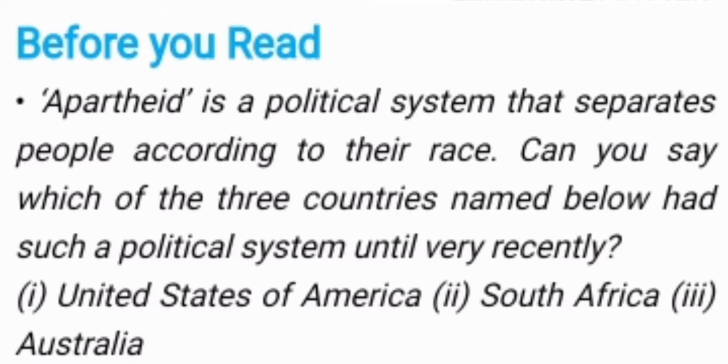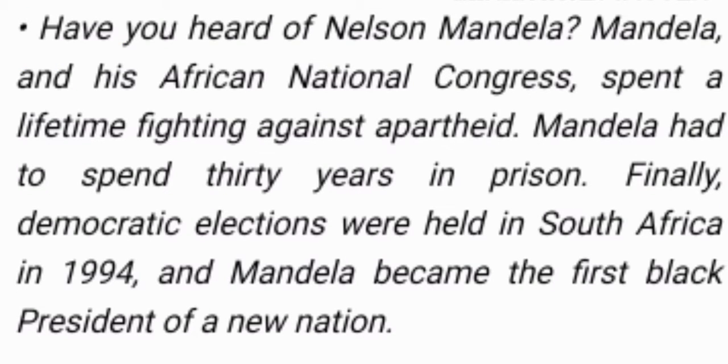Can you say which of the three countries named below had such a political system until very recently? Here, three countries are mentioned: United States of America, South Africa and Australia. Here it is asked which country followed the political system that separates people according to their caste, races or color. So South Africa is such a country. Have you heard of Nelson Mandela?